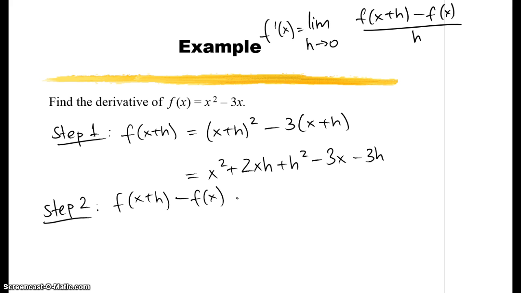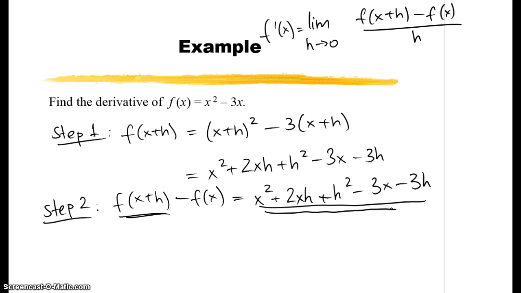So I have to subtract f of x. And if I do so, I get x squared plus 2xh plus h squared minus 3x minus 3h, right? That's just the first part, f of x plus h. That's what we have here. Double underline those two because they're the same. From that, I'm going to subtract my f of x, which is x squared minus 3x. So when I subtract x squared minus 3x, the signs flip and I get minus x squared plus 3x.